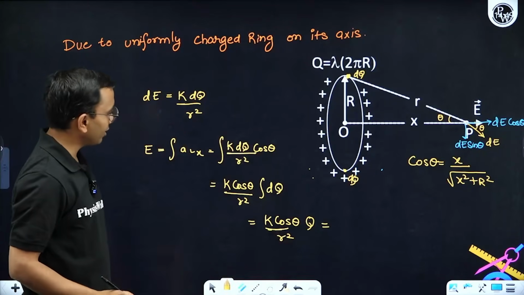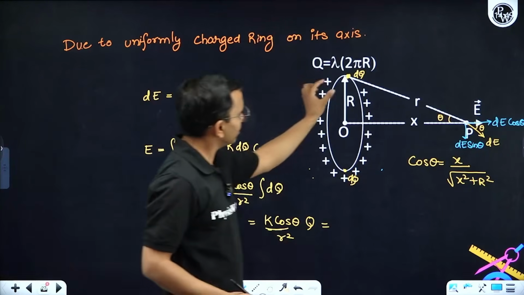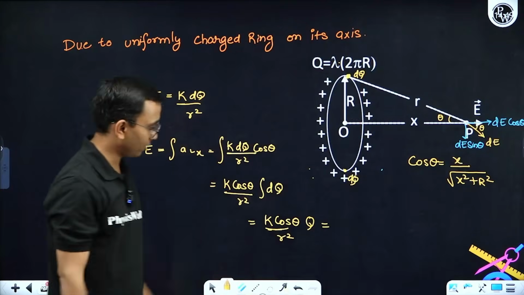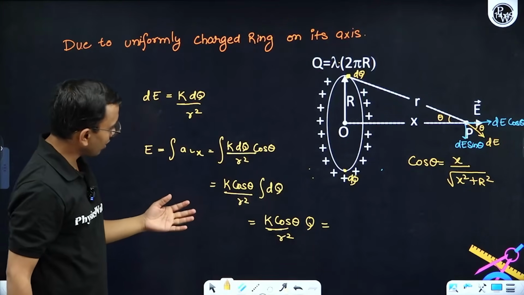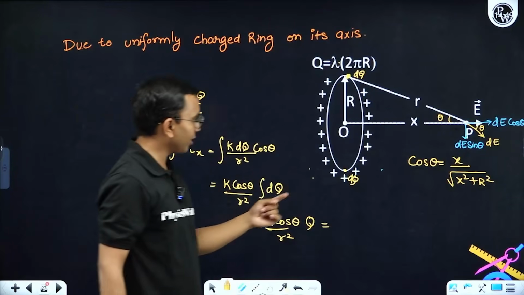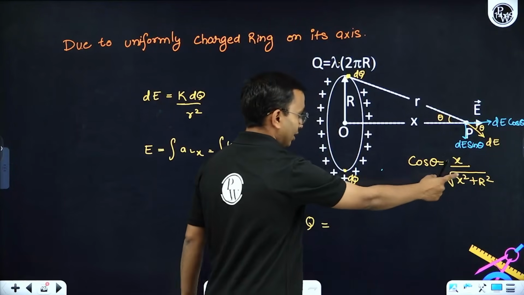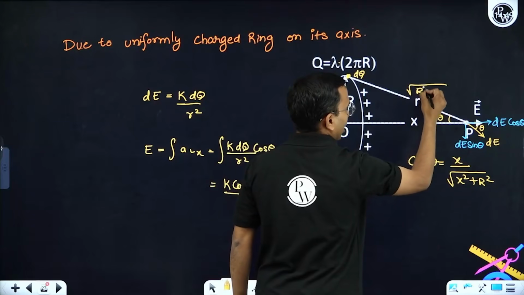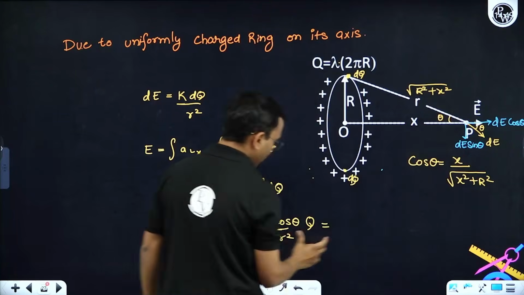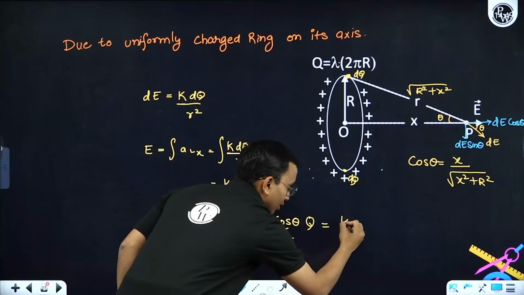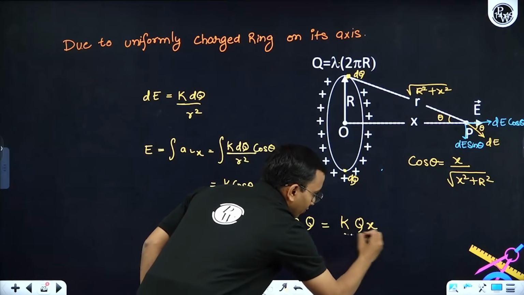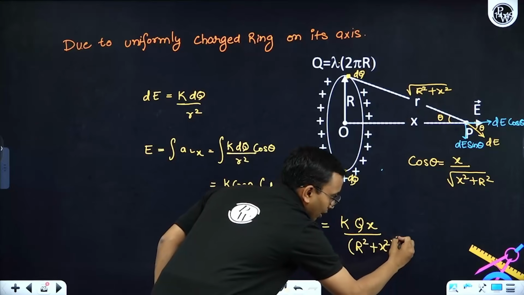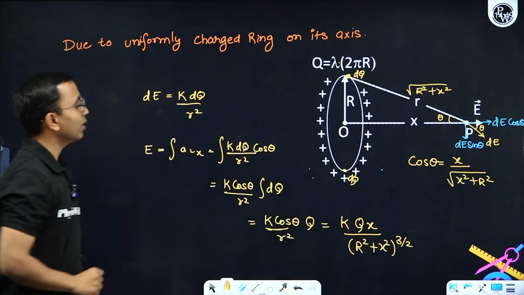You got it? Why am I writing this small r? Because this distance we have to consider is small r, not capital R. So kq cos theta divided by r square, and then I am writing x. And this is my small r, that is root of r square plus x square. So when you write it, it will become kqx divided by r square plus x square whole to the power 3 by 2.